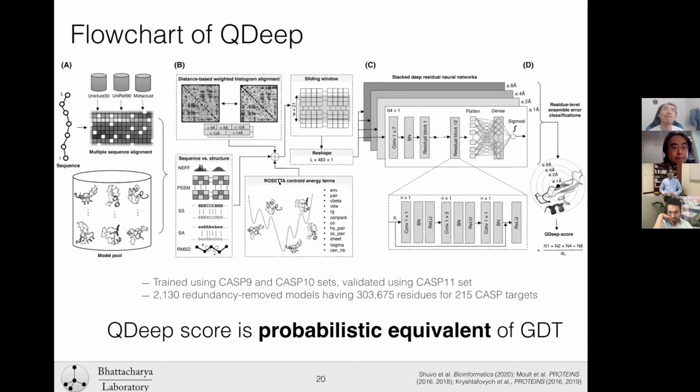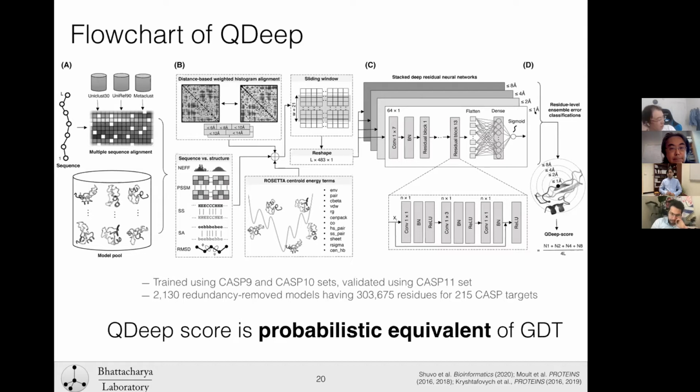We combine all these different features and feed them into stacked deep ResNets. There are 4 of them, each of which focuses on one of the 4 thresholds. The architectures of these deep ResNet classifiers are very standard. They include a convolutional block, batch normalization, then residual blocks stacked together, a flattened layer, a dense layer, followed by a sigmoidal activation function. Ultimately, each of these ResNet classifiers predicts the likelihood of every residue of a predicted model to be below one of these thresholds.